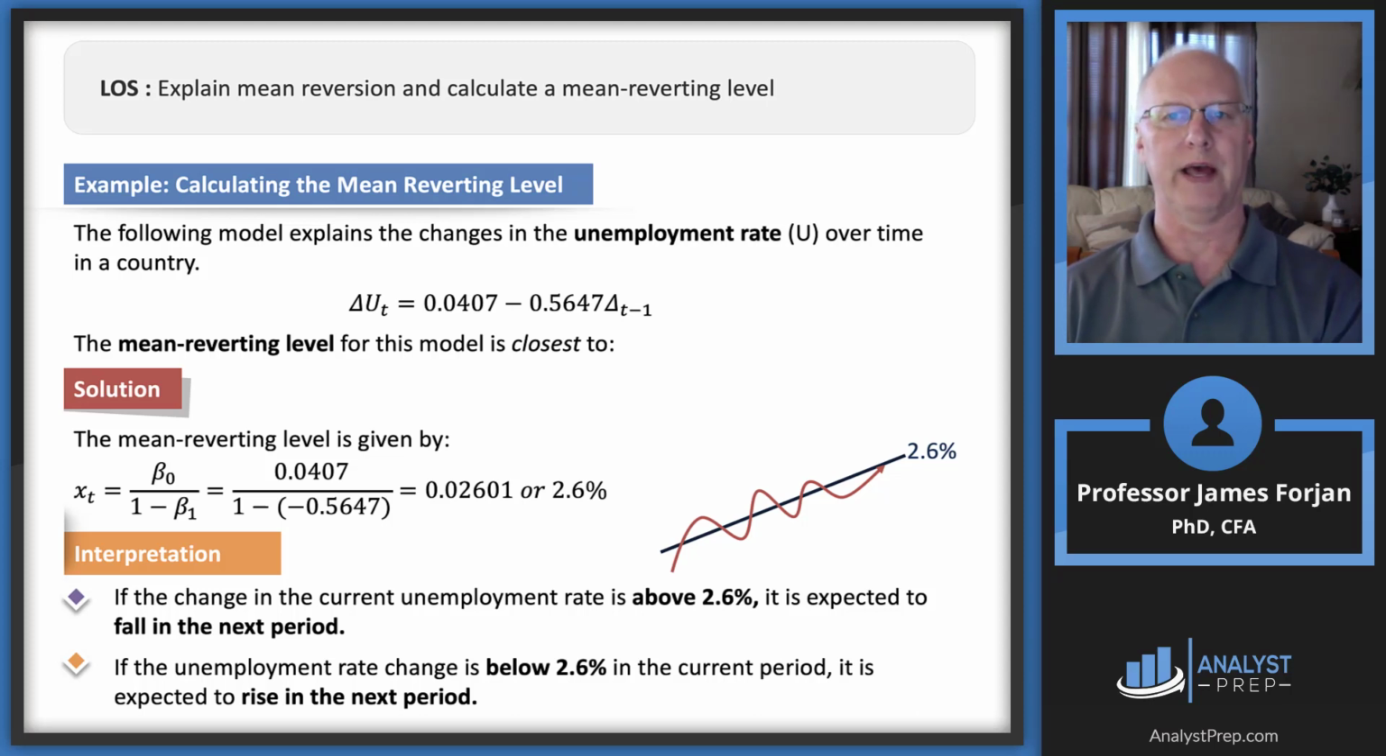Notice the LOS asks us to calculate a mean reverting level. So we just did that, 2.6, and then explain mean reversion. And so there's the interpretation. If the change in the current unemployment rate is above 2.6, then it's expected to fall in the next period, and then vice versa.